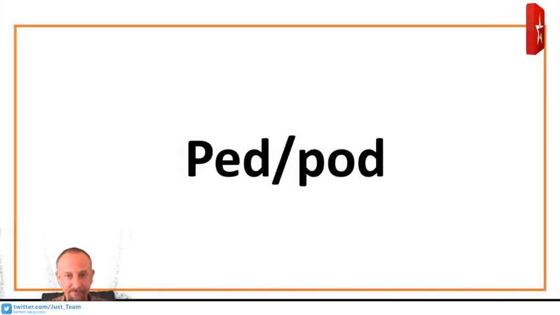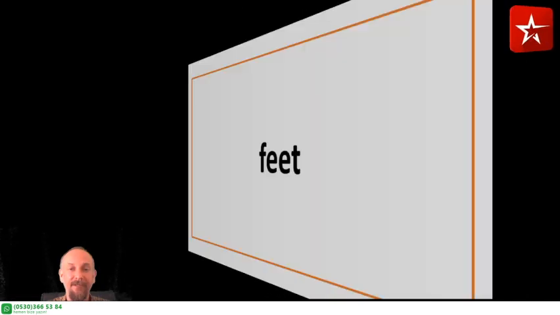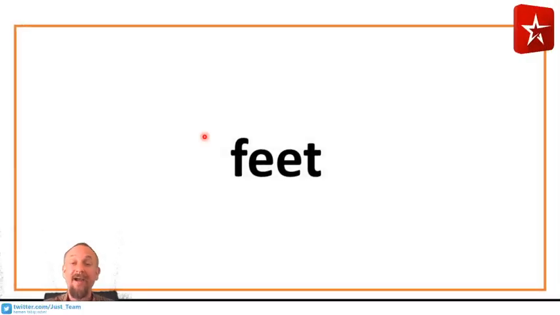Teeth. Then we have ped or pod. Hello, man. How you doing? And Jada's in there first again. Is anyone going to actually get there before Jada gets there? She's very quick. Okay, yeah. Means feet. Pedestrian. Podiatry. Podiatrist. Tripod, even, like for your camera. Tripod means three feet.